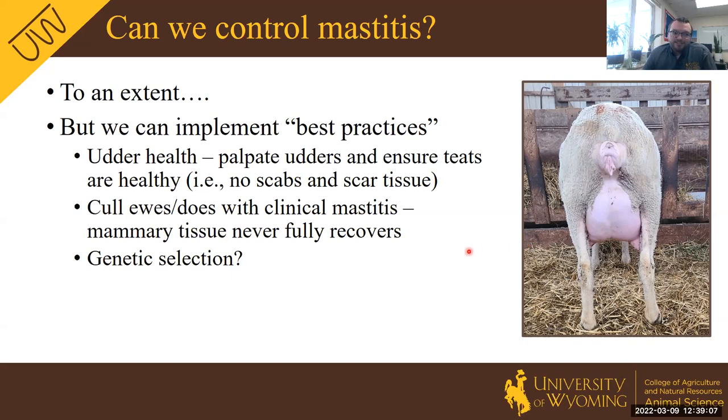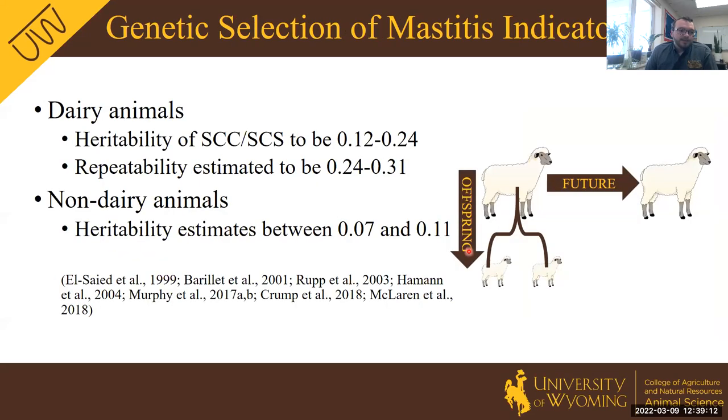And are there any genetic selection practices that we can implement to help control mastitis? There's been some research to help estimate some genetic parameters within our dairy ewes and does and non-dairy ewes and does. So heritability is an estimate of the degree of resemblance for the offspring's performance compared to the performance of its parents. So the heritability of somatic cell count or somatic cell score is estimated to be about 0.12 to 0.24 in our dairy animals. Similar ranges, about 0.07 to 0.11 in our non-dairy small ruminants.